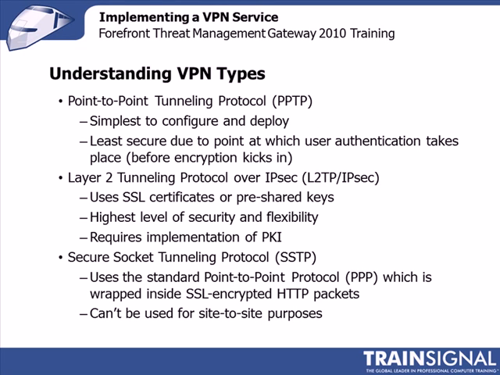Let's take a look at the three significant VPN types that are supported by Threat Management Gateway. The first and honestly most common VPN type is called the Point-to-Point Tunneling Protocol, or PPTP. This one is the simplest to configure and deploy and also enjoys the broadest operating system support. Now, what do I mean by that? That means that most of the operating systems that you're going to run into out there will support establishing PPTP connections to a VPN host.